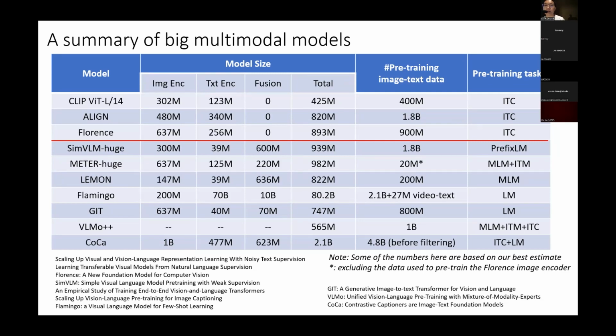In terms of the pre-training task, one observation is language modeling, either prefix language modeling, standard language modeling, or masked language modeling, or a combination of language modeling plus the ITC loss, such as used in the SimVLM++ model and also in the CoCa model. You must be curious about what the models look like, right?